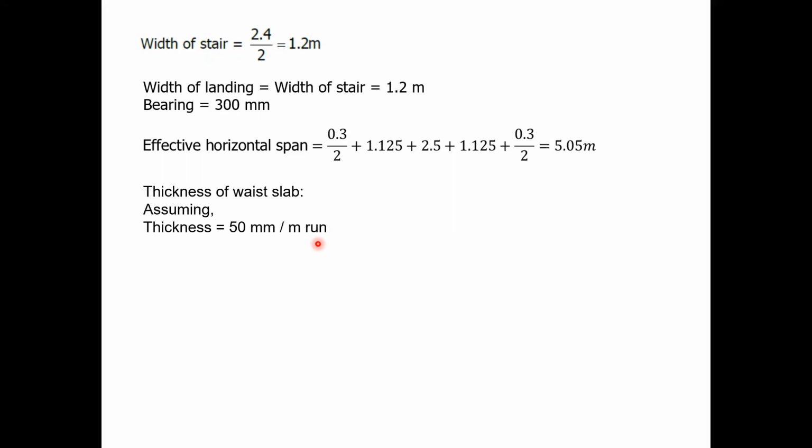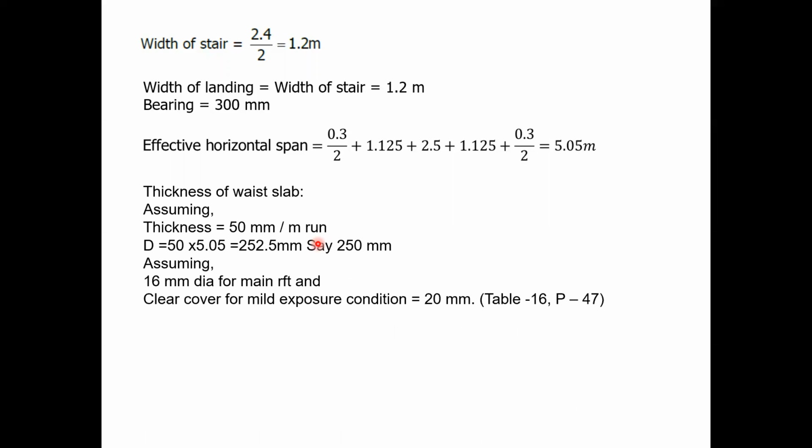So the total thickness D is equal to 50 into this span, horizontal span. So you'll get 252.5. You can just check it out. Are you getting 252.5? Yes, sir. So you just round up to 250 mm.